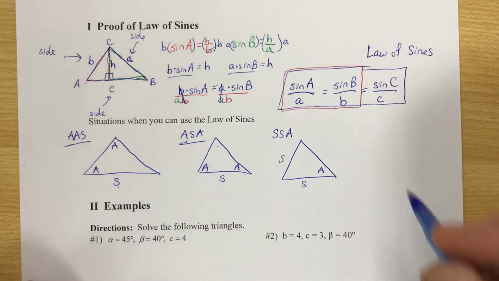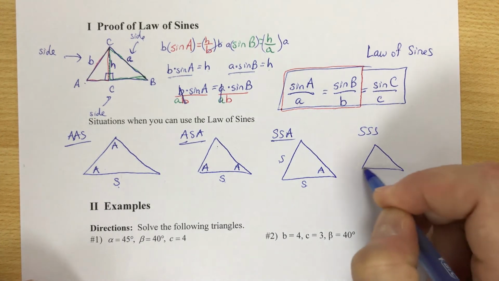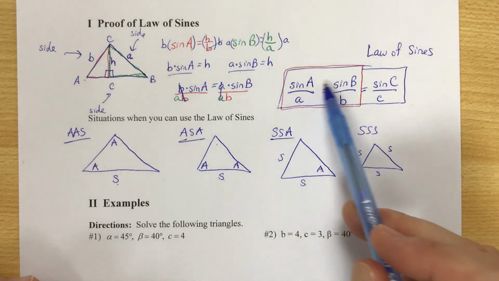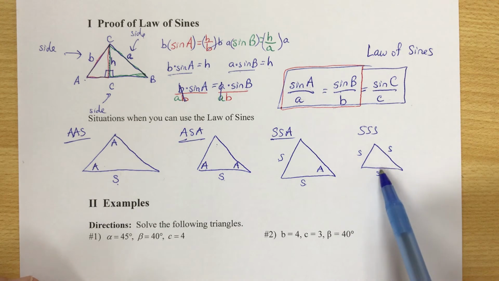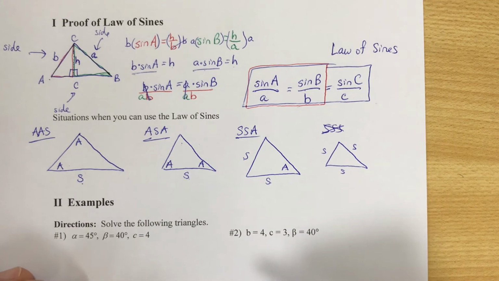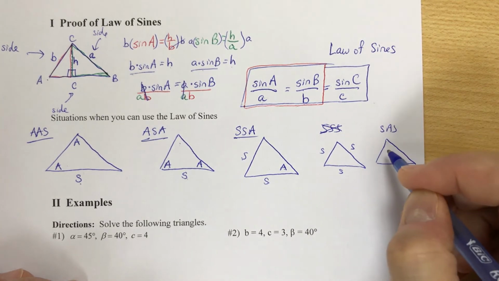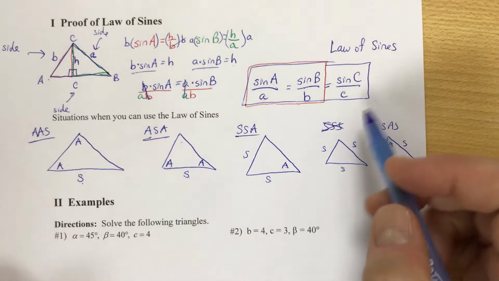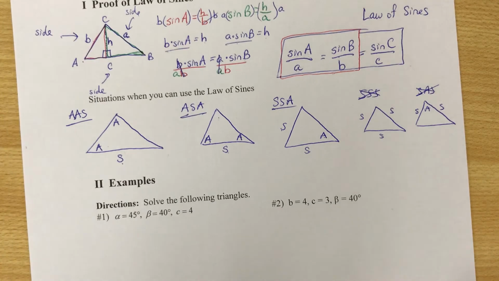Now situations where we would not have enough information would be side, side, side. And the reason is, when you do the law of sines, you have 2 angle measures. Well, in this case, we're missing all of the angles. So there's not enough information to use the law of sines, and we also cannot use SAS. Now, what we'll learn in the next lesson is that there's a different rule for side, side, side, and there's a different rule for side, angle, side. Okay, so let's do a couple examples.